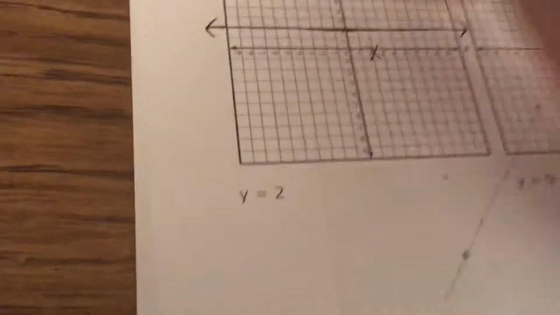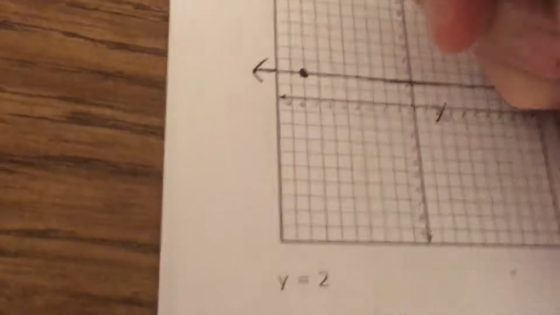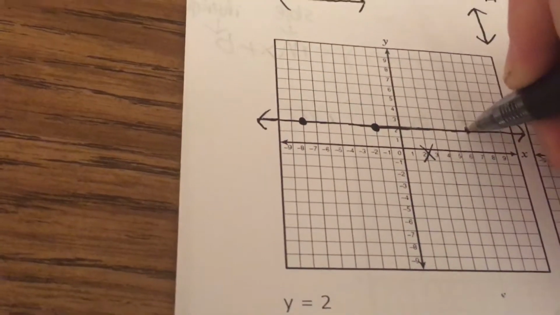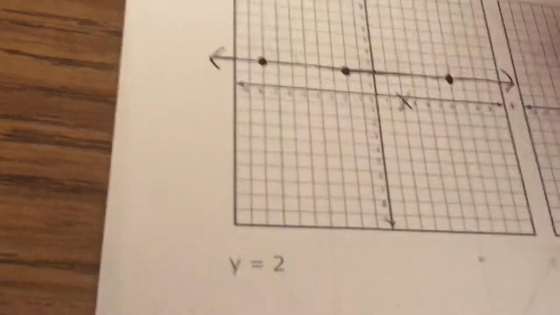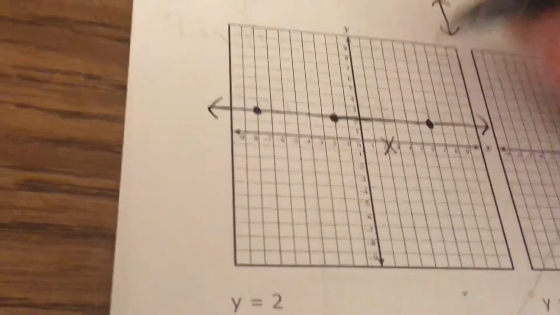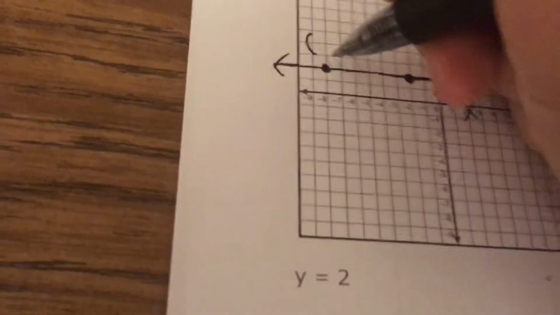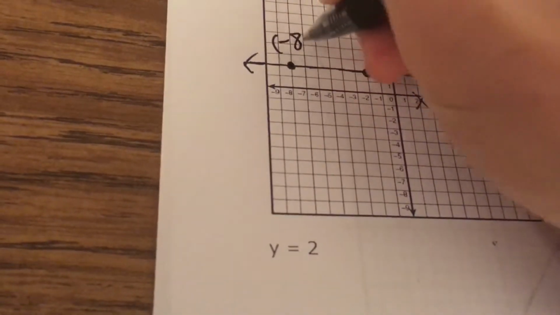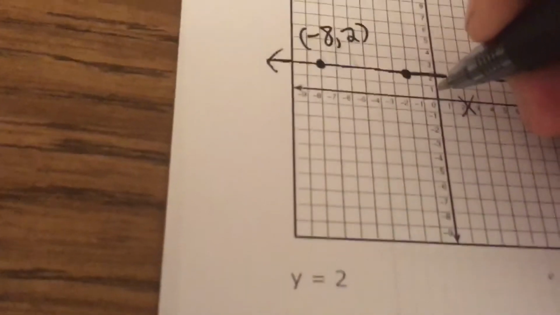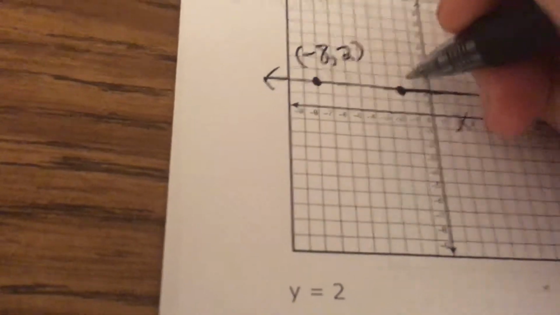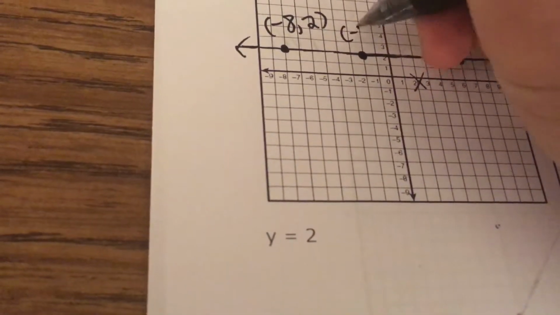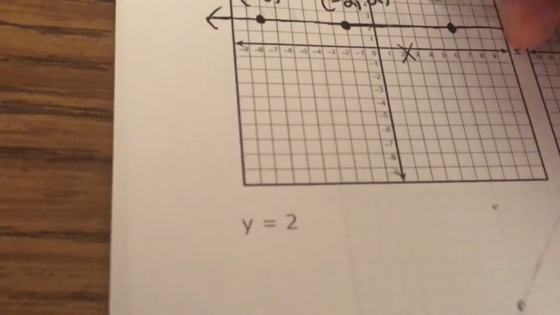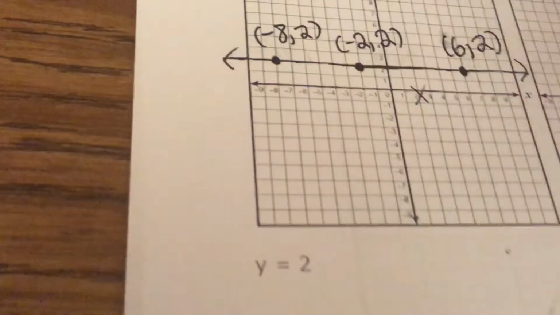Let me just pick like 3 random points along this line. No reason, I'm just picking these points, okay? 3 random points along that line. And I'm going to write the coordinates of these points. So this is the point -8, 2. And this is the point -2, 2. And this is the point 6, 2.